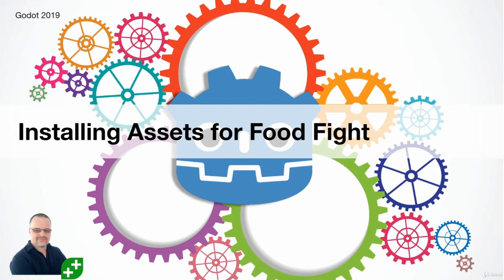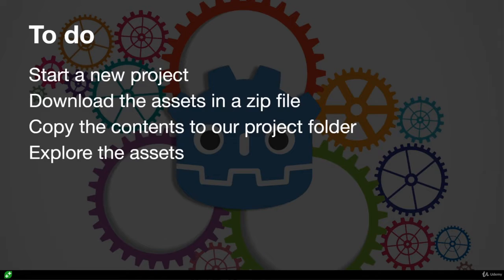Let's get the assets ready for Food Fight. In this video, we are going to do the following. Start a new project, download the assets into a zip file. I'm going to skip that bit. They're already on my hard drive. We're going to copy the contents to our project folder and take a quick look at what we have.